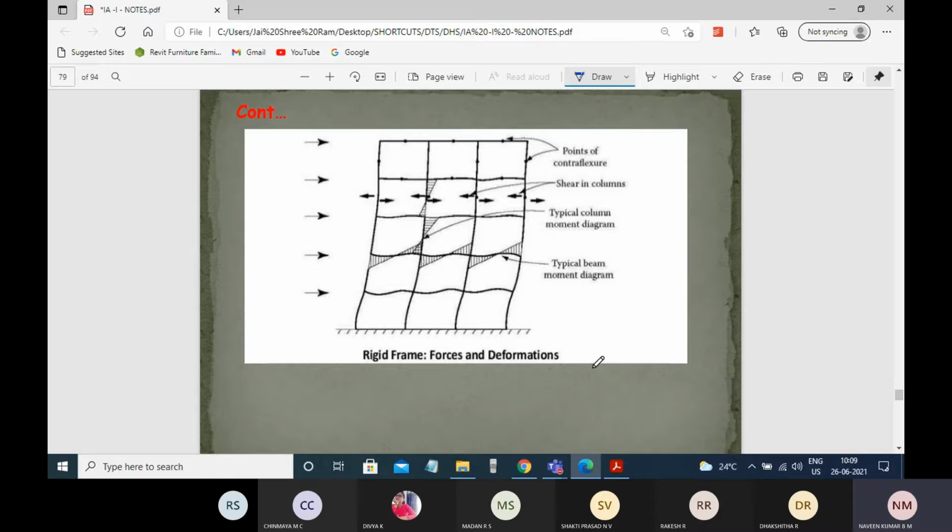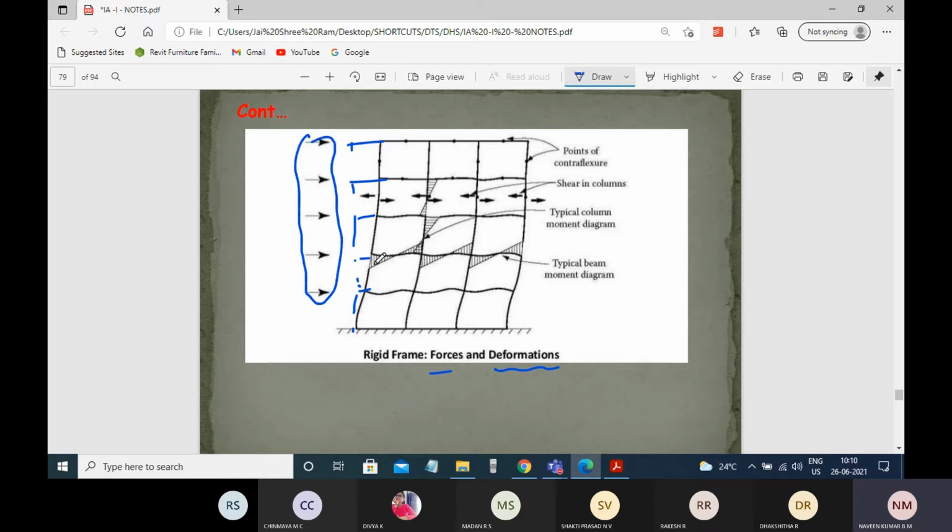And again, if you look at the forces, here are the bending moment and shear force, and the deformations due to the external forces. This is the behavior of the particular frame when it is subjected to external force. This is a rigid frame of 5 stories, right? And you can see the lateral forces are acting. Because of the lateral forces, you can see the deformation of the particular building.